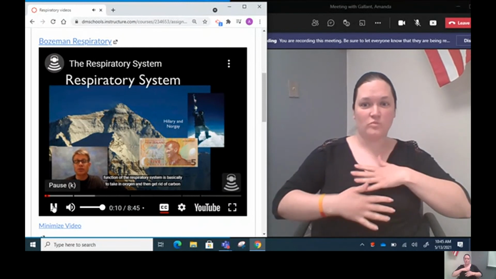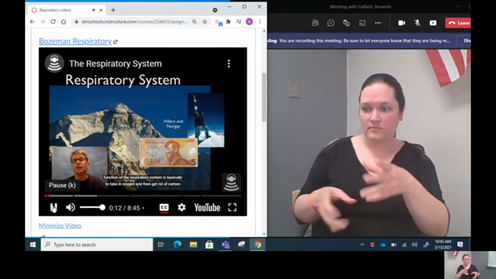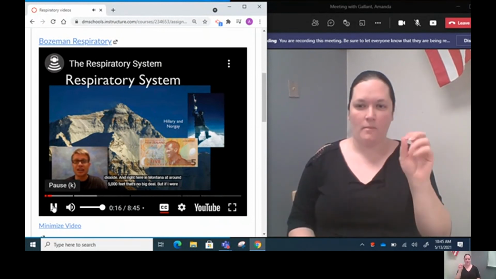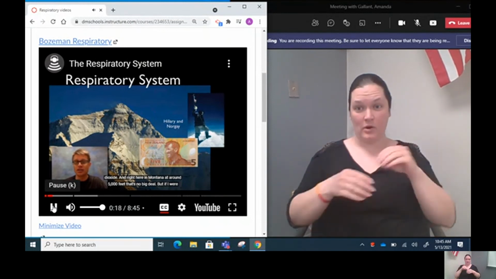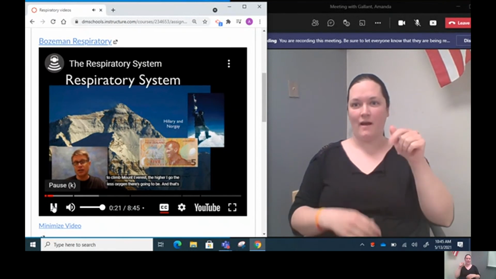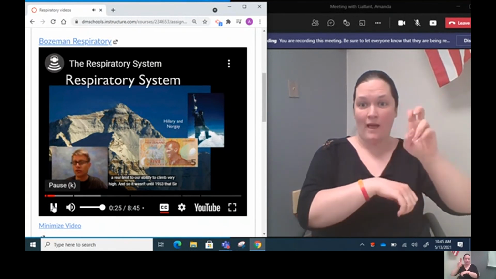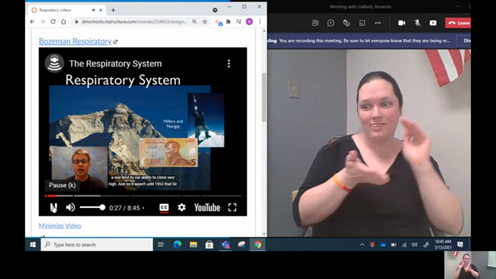The function of the respiratory system is basically to take in oxygen and then get rid of carbon dioxide. And right here in Montana at around 5,000 feet, that's no big deal. But if I were to climb Mount Everest, the higher I go, the less oxygen there's going to be. And that's a real limit to our ability to climb very high.